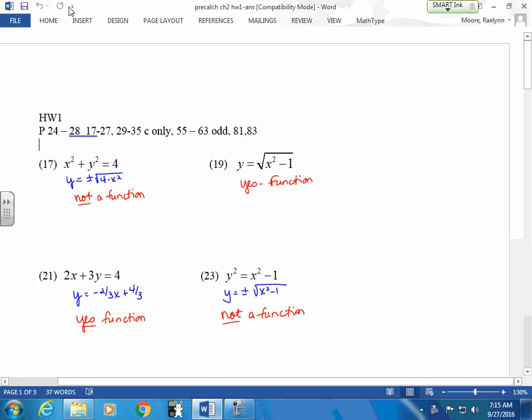Calculator, you can take a look at it that way, see if it passes the vertical line test. So what is this an equation of? A circle. Is that a function? No.